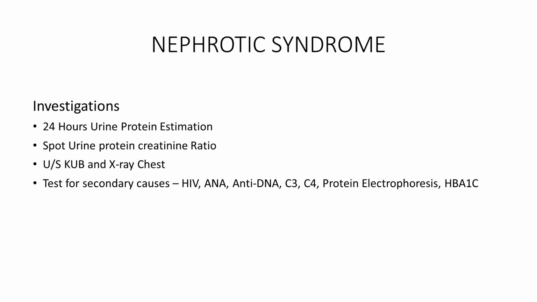In addition to this, you have to do a 24-hour urine protein estimation to establish that the proteinuria is more than 3.5 gram per 24 hour. Spot urine protein creatinine ratio, which should be more than 300. Ultrasound KUB and X-ray chest, because you intend to do a kidney biopsy, so you need to have an ultrasound so that you can see that a biopsy can be performed or not.